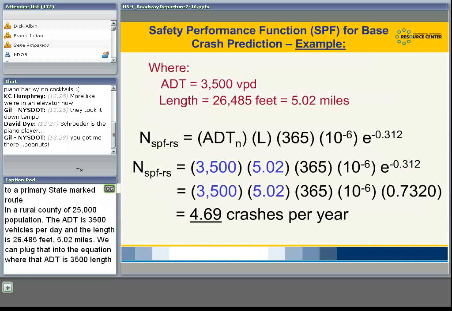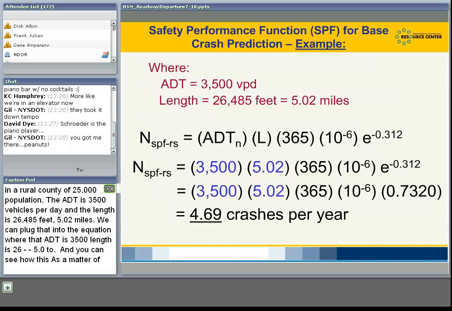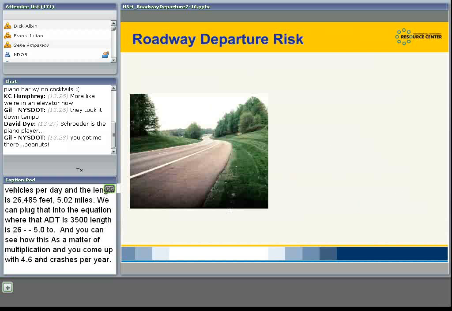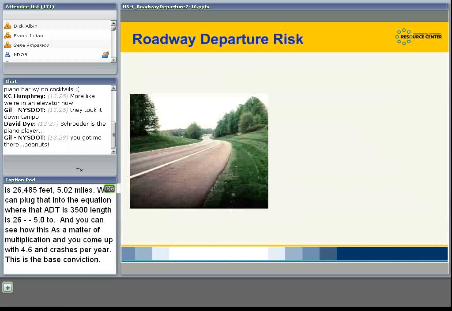Plug it into the equation, chug it out. You can see how this is just a matter of multiplication. We come up with 4.69 crashes per year. This is the base condition. Now I'll turn it over to Dick to talk about how we would adjust that base condition.